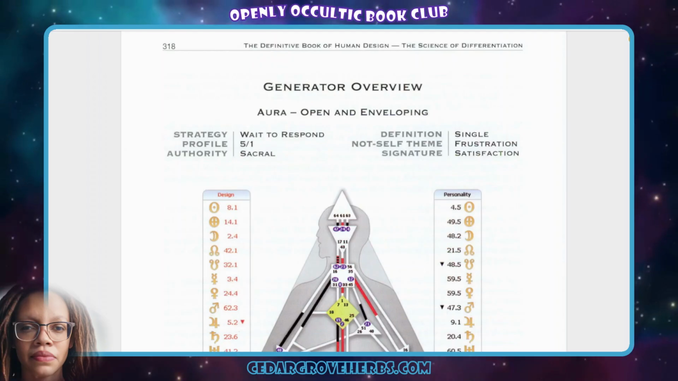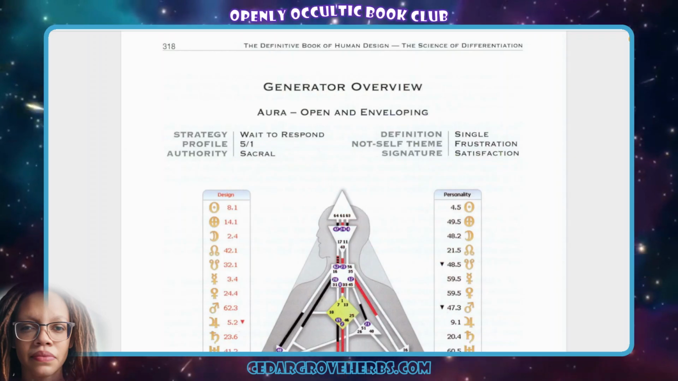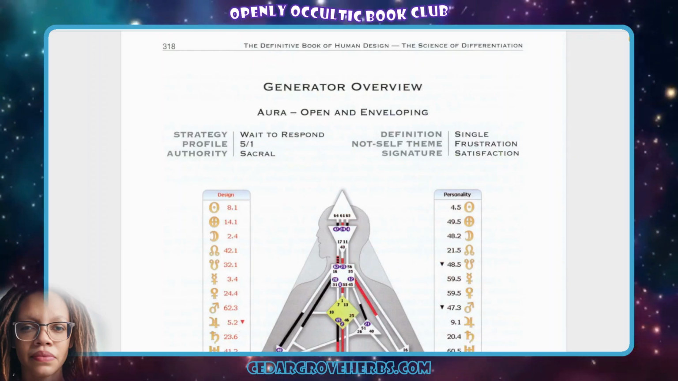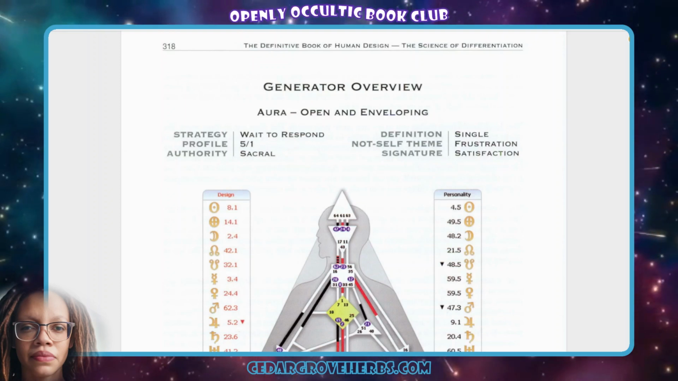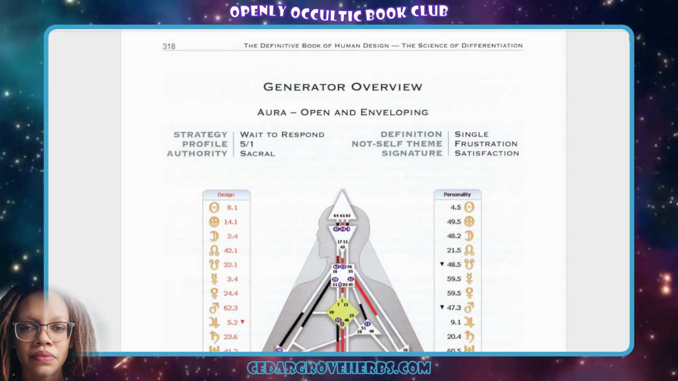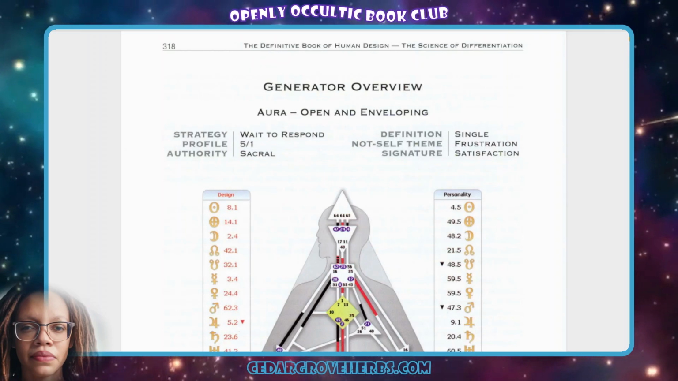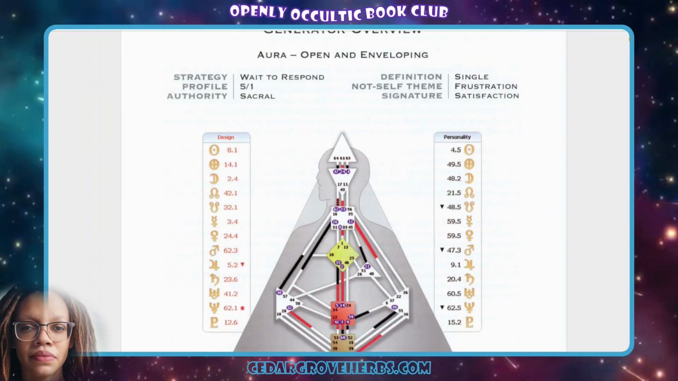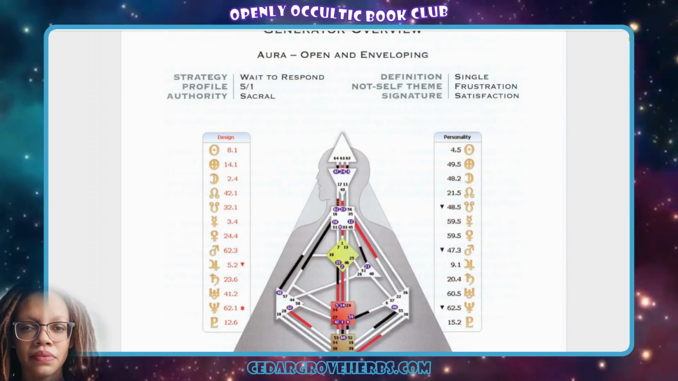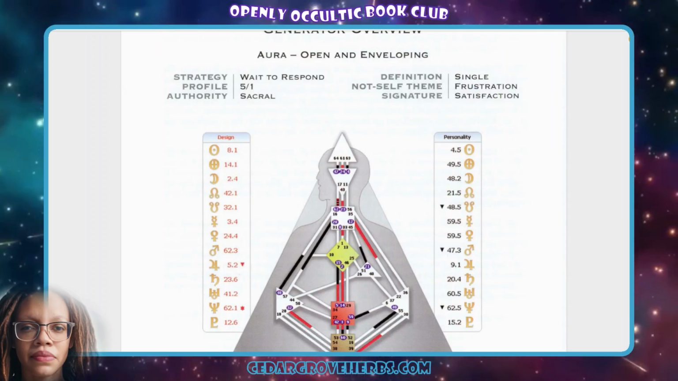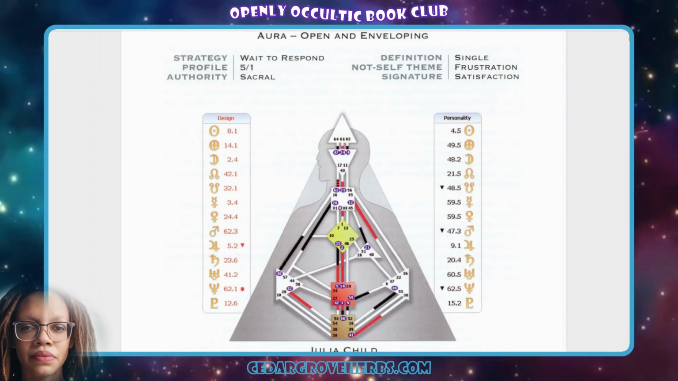All right, we're back in section 9, and we're going to look at a generator sample chart, right? The aura of a generator is different from a manifestor aura, right? The manifestor's aura is open and enveloping. Now, this is a sample chart of a 5-1 profile. Their strategy is to wait to respond. Their authority is in their sacral center, right? They're a generator, so their authority is their sacral. Their definition is single. They're a single definition person, meaning all of their energy centers that are defined are linked. So there's a continuous flow of energy.